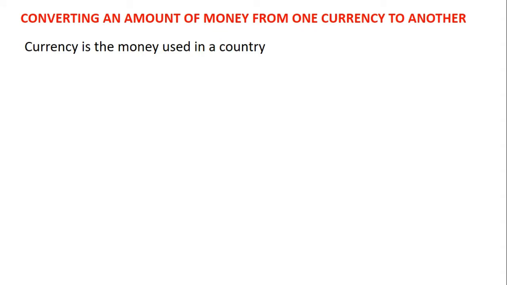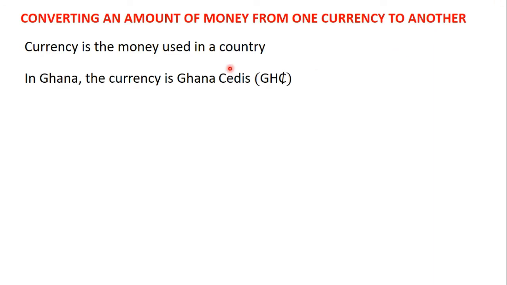Converting an amount of money from one currency to another. A currency is the money used in a country. So the money used in a particular country is known as the currency of that country. For example, in Ghana, the currency is the Ghana cedis, and this is the symbol of the Ghana cedis.